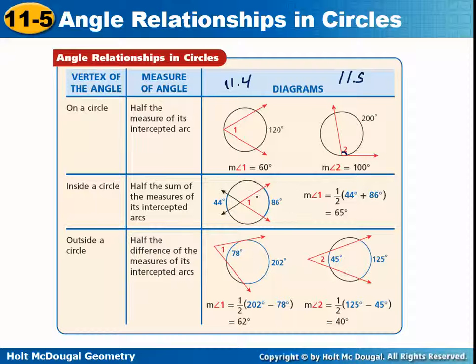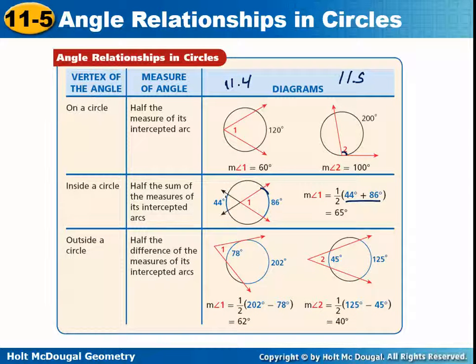And then we also learned that if you have two chords or two secants intersecting inside the circle, you add the arcs and divide by 2, the intercepted arcs formed from that angle. And then also if they intersect outside the circle, then you subtract the measures of the intercepted arcs and divide by 2. So this would be a nice little summary.